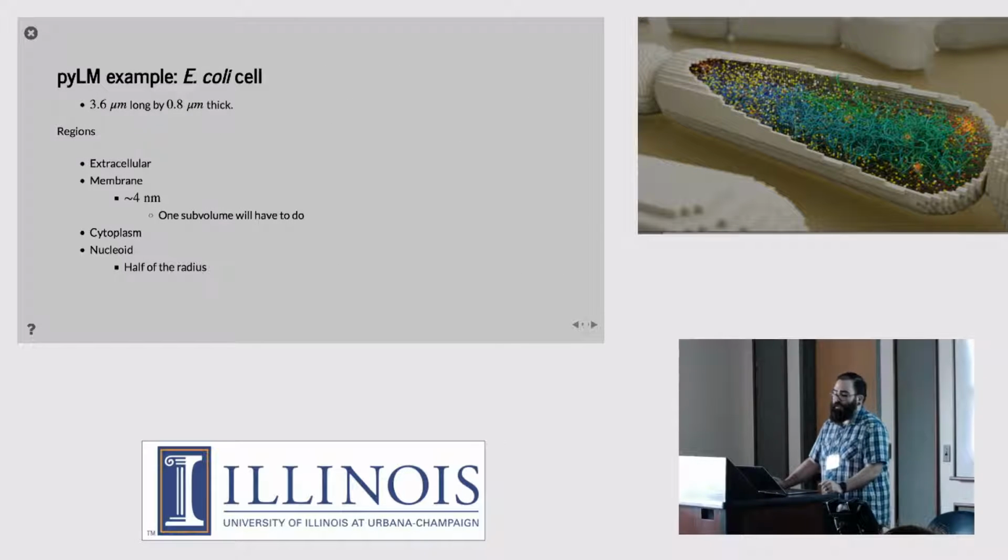I'm going to build an E. coli cell. It's going to be 3.6 microns long and 0.8 microns thick. We're going to define an extracellular region, a membrane, cytoplasm, and the nucleoid region where you have a high density of DNA. The membrane is on the order of 4 nanometers in E. coli, so we're just going to have to be okay with a membrane on the order of the subvolume size. We're going to say that the nucleoid is half the radius of the cell.